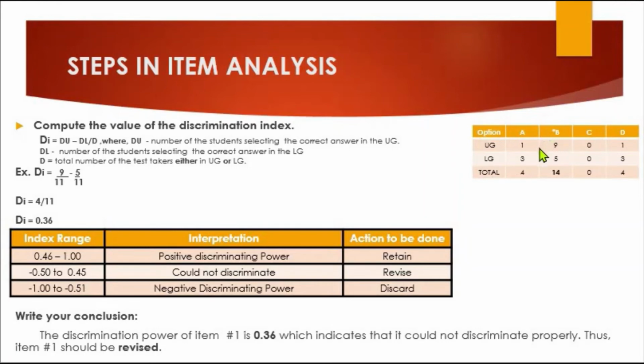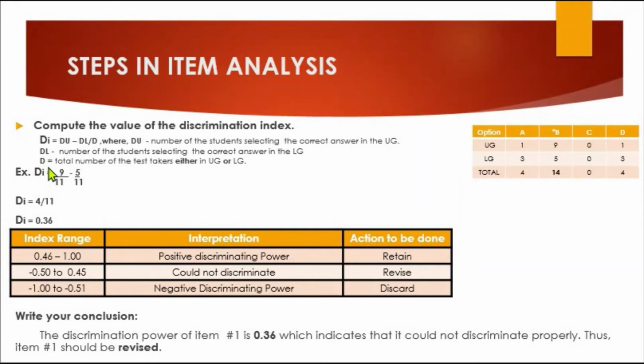So, ibig sabihin, dito sa upper group, meron po tayong 9. So, ilagay po natin dito 9. And then, yung DL dito is yung mga estudyanteng nakakuha ng tamang sagot doon naman sa lower group. So, dito po sa lower group, based sa table or item number 1, ay 5 po ang nakakuha ng tamang sagot sa lower group. So, yan po, 5.